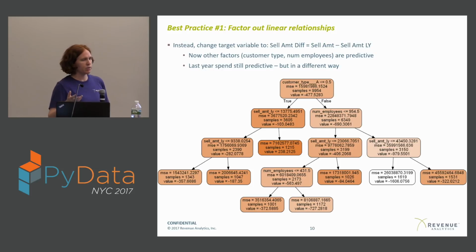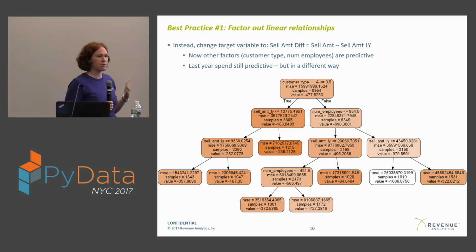So we see whether customer type A is important. We see number of employees come through as important. And interestingly enough, we still see last year's spend as predictive, but in a very different way. So if you look at that second level on the left, when sell amount last year is higher, the difference tends to be larger than when it's lower. So maybe that's a little different insight than what we learned in the original model.